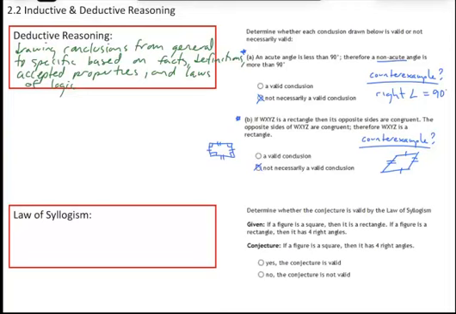This last one is based on this property called the law of syllogism. The law of syllogism states the following. If condition P, then Q, and if Q, then R, then you can draw the conclusion, therefore, if P, then R.